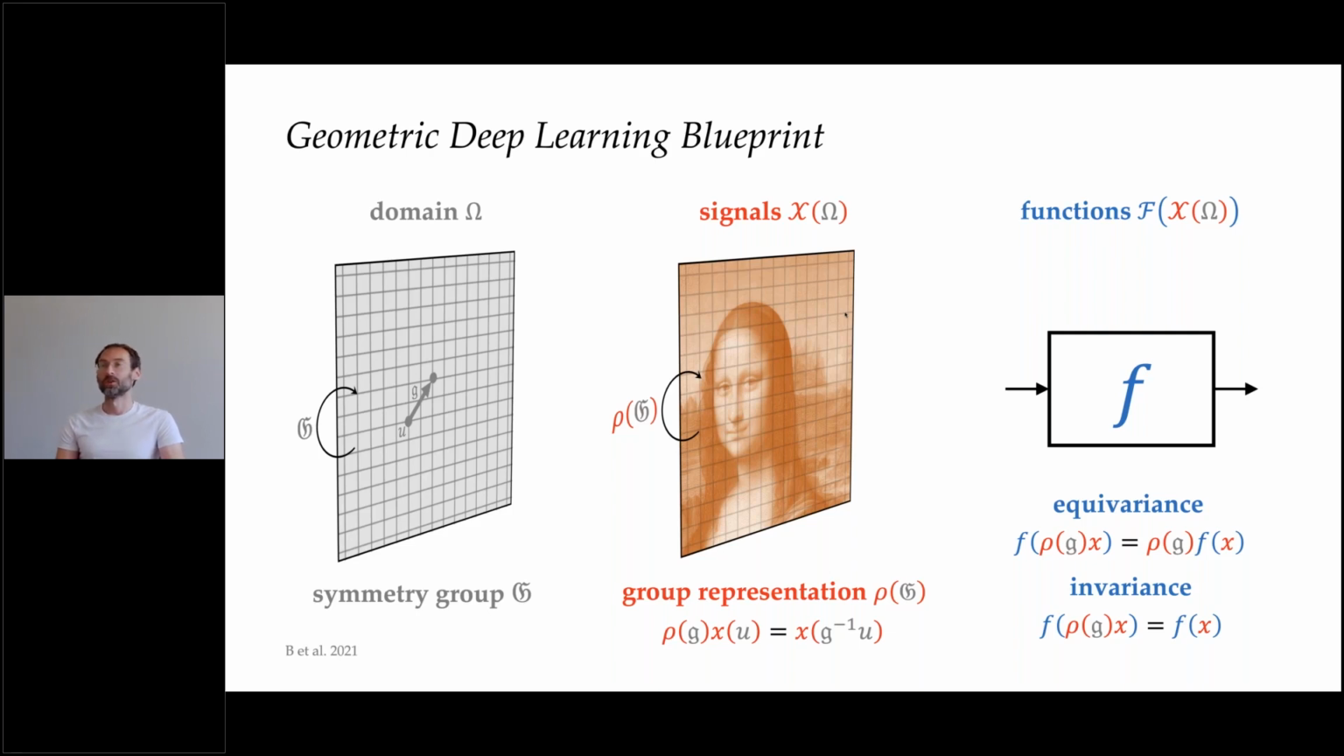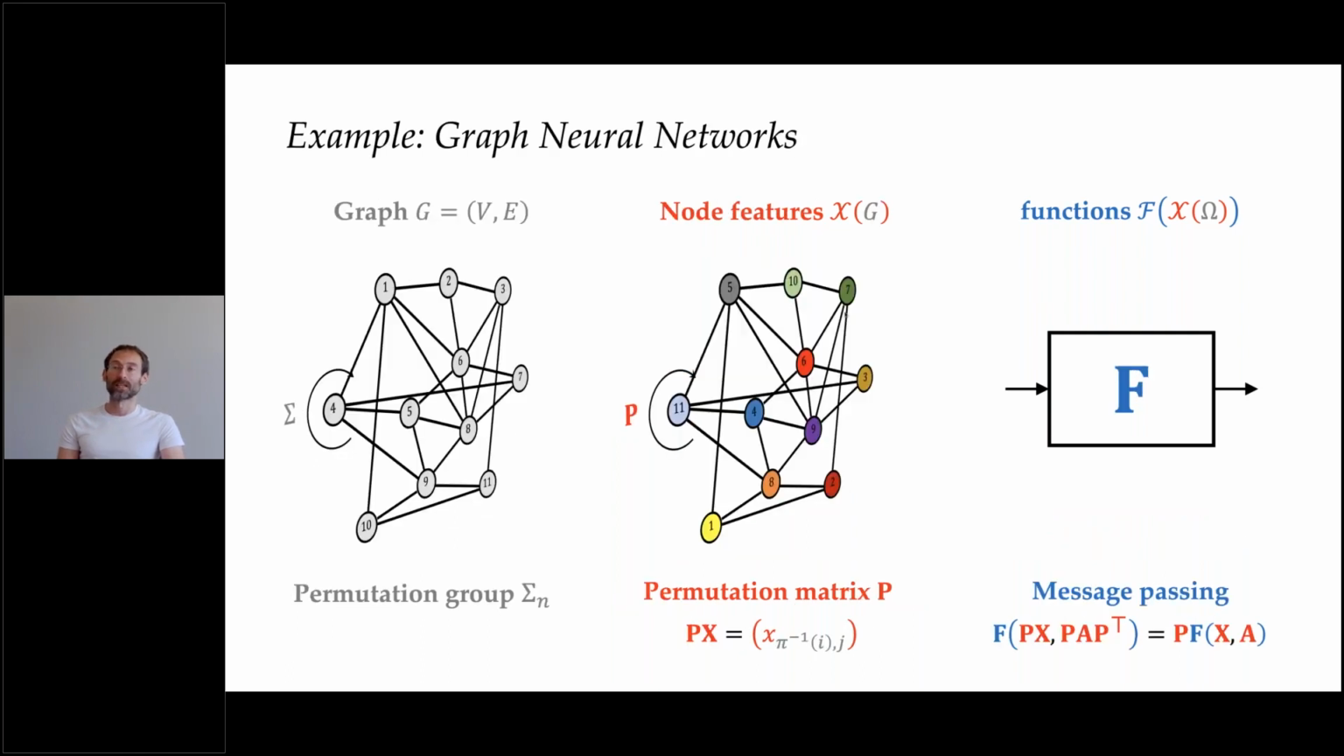priors, where you assume that your data lives on some domain that has geometric structure described by a symmetry group, such as translation for images, for example, or permutation for graphs. Then this group acts on signals living on this domain, and it is incorporated in the form of inductive bias, invariance or equivariance, in the neural network architecture. And graph neural networks are a good example of a particular instance of this blueprint.